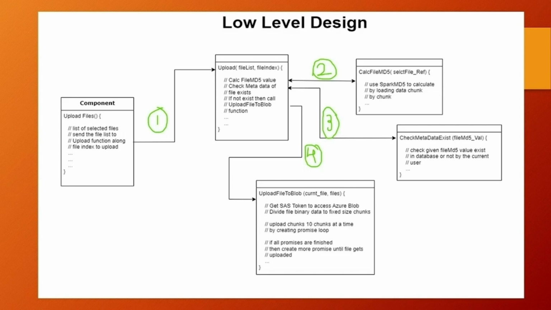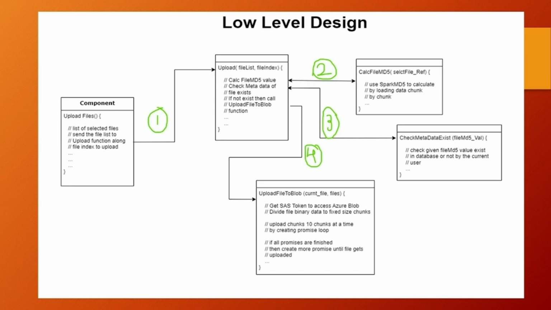Then in the third step, we have one more functionality which checks the metadata existence. For this, we need to call our backend. The backend can query our database to check whether a particular MD5 value exists for the current user. Once all the checks are done, we can call the upload file to block function.